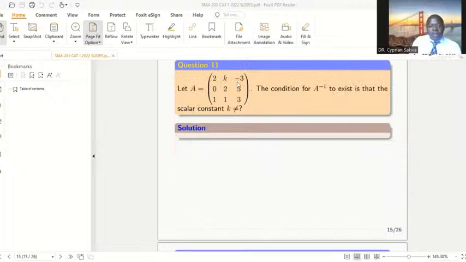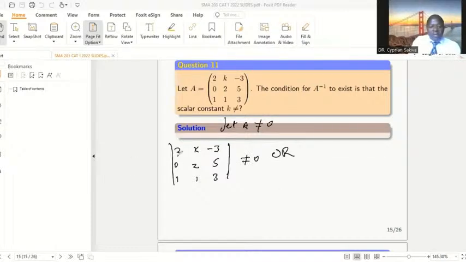Now, this question says, find the condition for the inverse to exist. For this inverse to exist, find the condition. So we know that for the inverse to exist, the determinant of the matrix should not be equal to 0. That's what I'll do. The determinant of this A should not be equal to 0. So I just find the determinant of this matrix. And I know that this determinant should not be equal to 0.